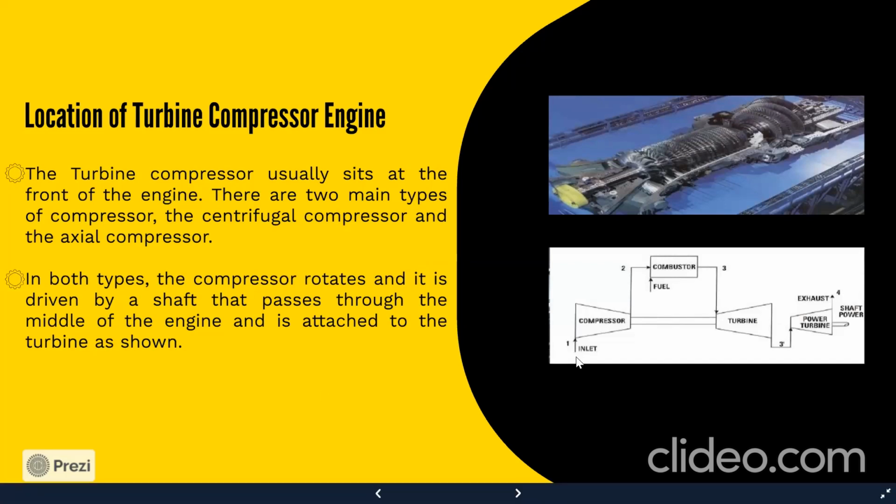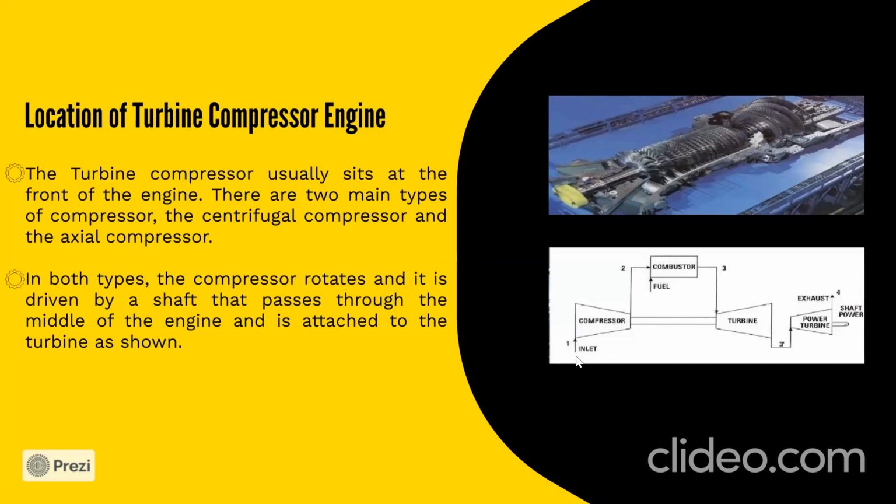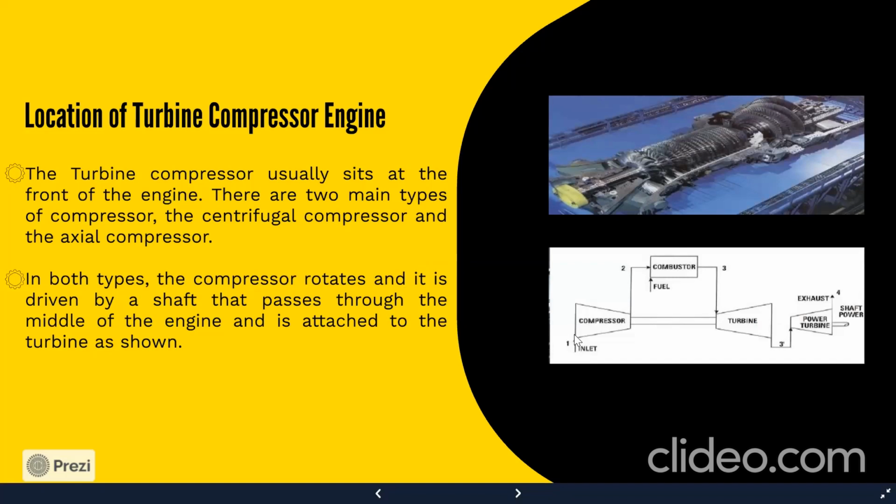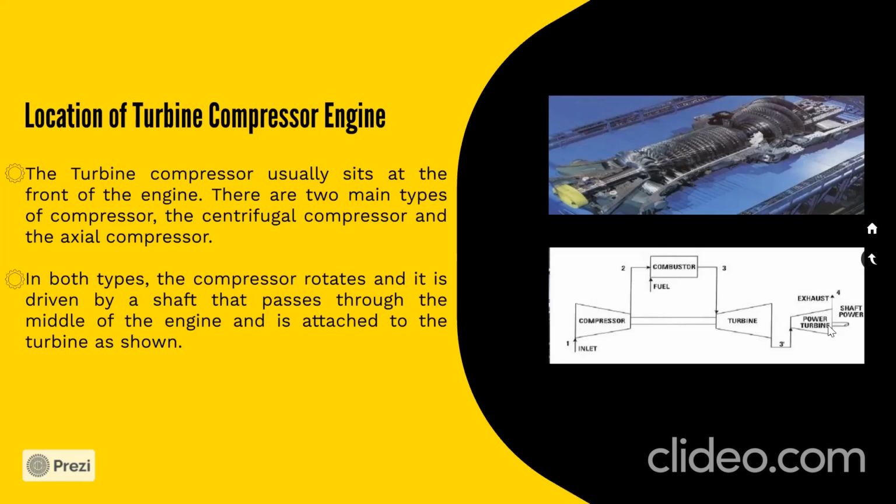So as we can see here, this is the compressor engine. First, we have the air inlet to the compressor. Then it goes into the combustor. After that, it goes to the turbine blades. Then it goes to the power turbine. In the power turbine, we have two outlets. Some of it goes to the exhaust, and the rest runs the shaft.